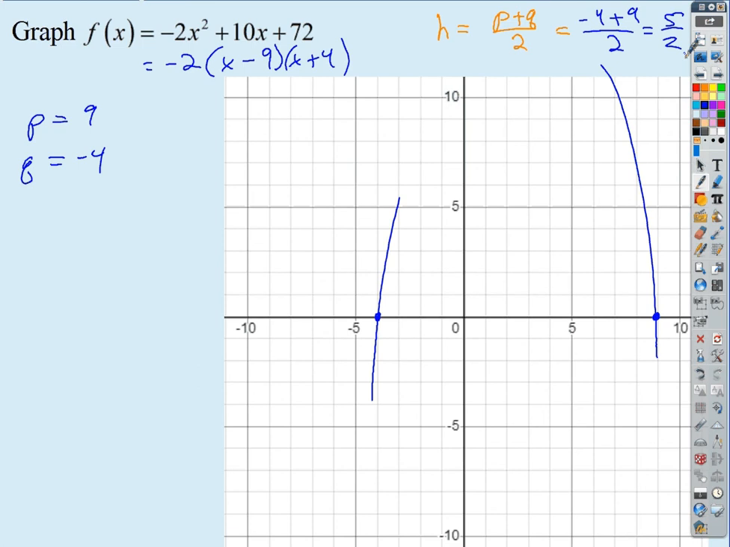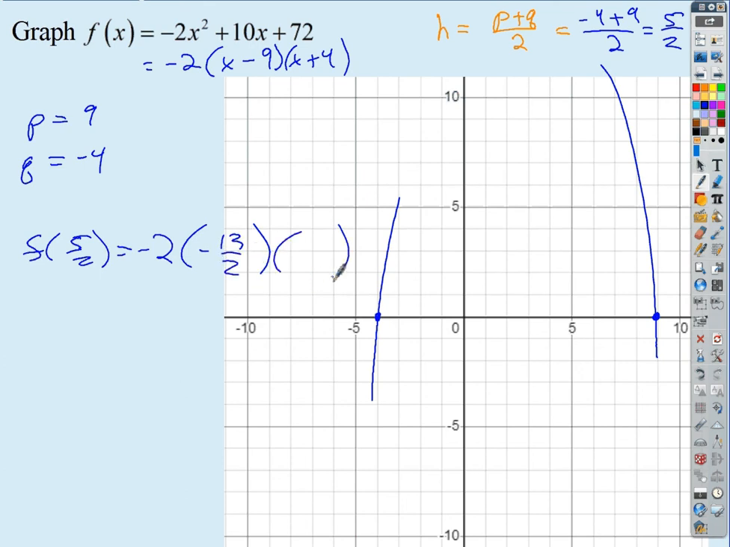Plug it in, right? And I would say it's even easier to plug it in here than it is up here. Don't you think? If I plug it into the factored form, I'll prove it to you. F of 5 halves, if I plug it in here, I'm going to get -2. We can figure this out. What's 5 halves minus 9? So that's 5 halves minus 18 halves. -13 halves. We can do that in our head.